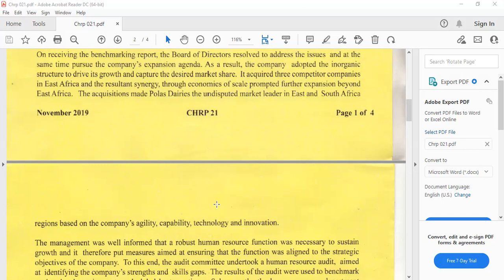The management was also well informed that a robust human resource function was necessary to sustain growth, and it therefore put in measures aimed at ensuring that the function was aligned to the strategic objectives of the company. To this end, the audit committee undertook a human resource audit aimed at identifying the company's strengths and skill gaps.